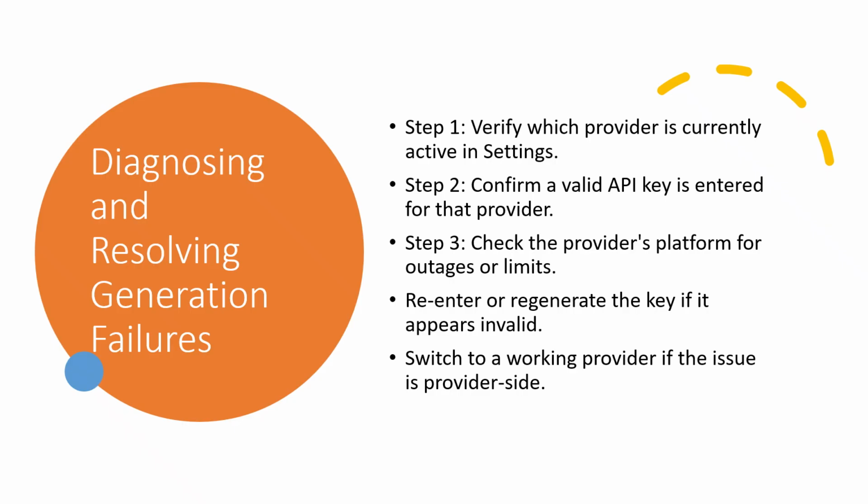From there, the fix is straightforward. If the key is the problem, re-enter it carefully or regenerate a new one from your provider account and paste it into settings. If the problem is on the provider's side and they're experiencing an outage or you've hit a usage limit, simply switch the active provider to one that is currently functioning. No other changes to the application are needed. Just update the active provider and generation should resume normally.